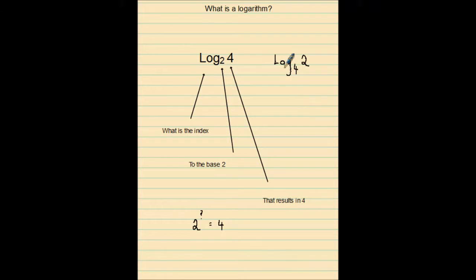And so we're going to evaluate this. What is the index to the base 4, that results in 2? And now it's true for me to say, if your knowledge of indices is good, you'll recognize that we're taking a root of 4, so the answer would be 4 to the half.